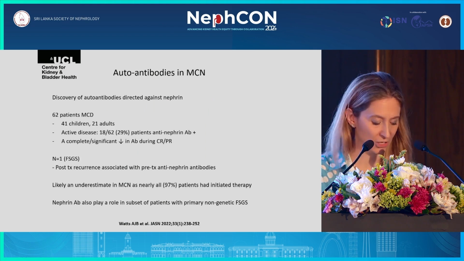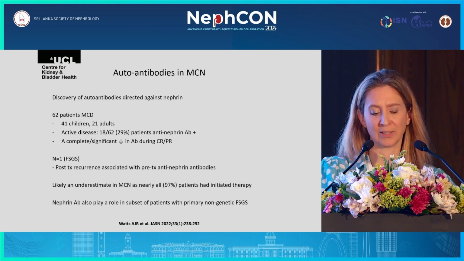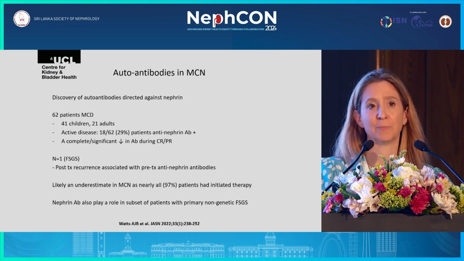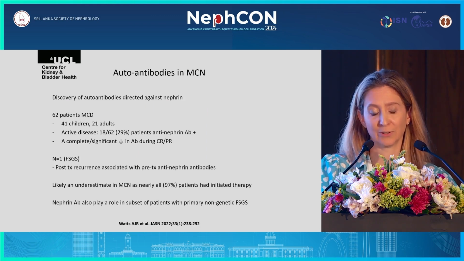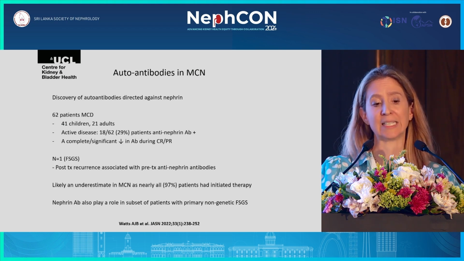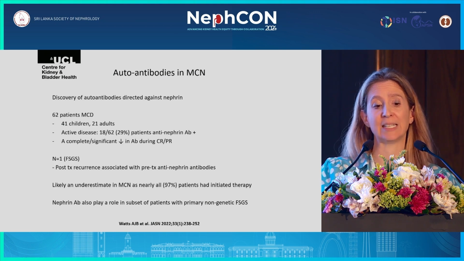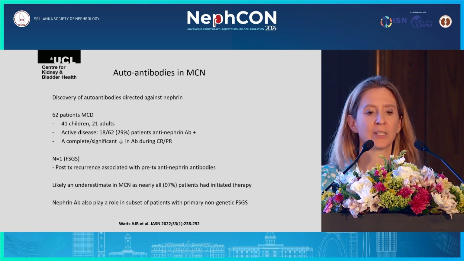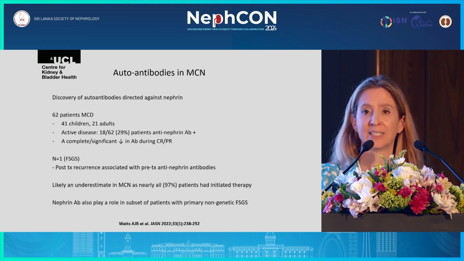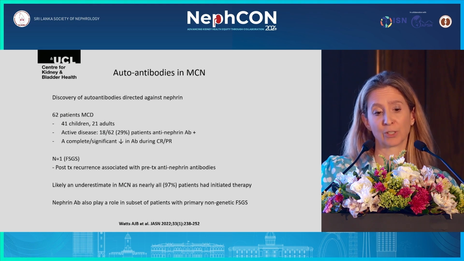So how about the use of rituximab in patients with nephrotic syndrome? And I think the discovery of autoantibodies against nephrin has been the big news in the world of nephrotic syndrome over the past few years. And this study to mention looked at 62 patients with minimal change disease, 41 children and 21 adults, and they basically demonstrated up to a third of patients had the existence of anti-nephrin antibodies. There was a complete or significant decrease in the level of antibody when these patients responded to treatment.